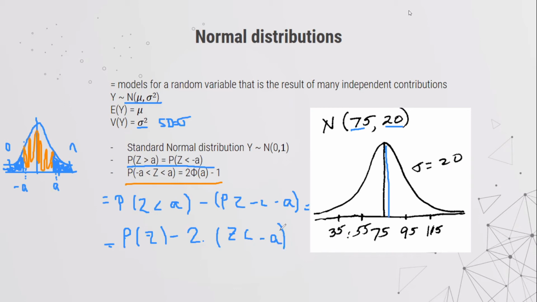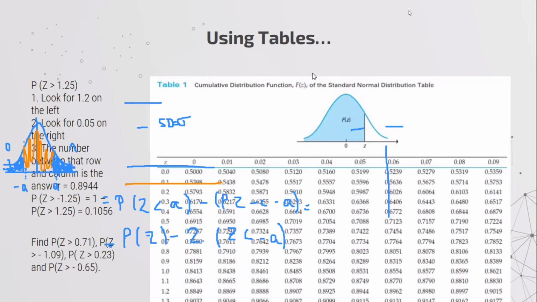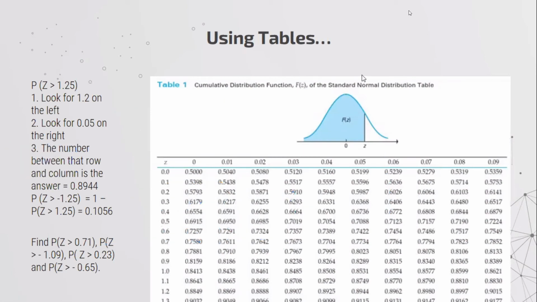So it's important to remember that in the table, the numbers that are given are just up to a certain point: something that is below a, not something that is below minus a. We are not given that part here, or for example, that part. So let's continue and see what that table looks like, and how we can use it.